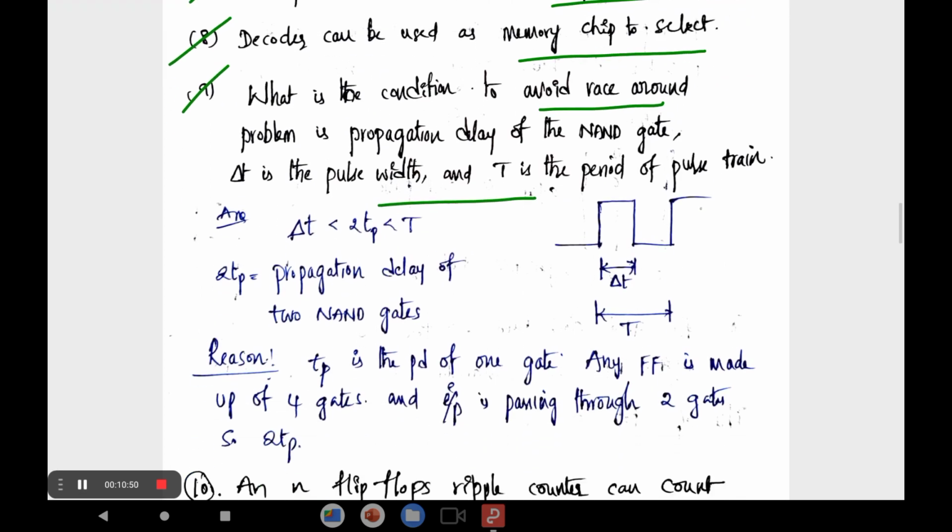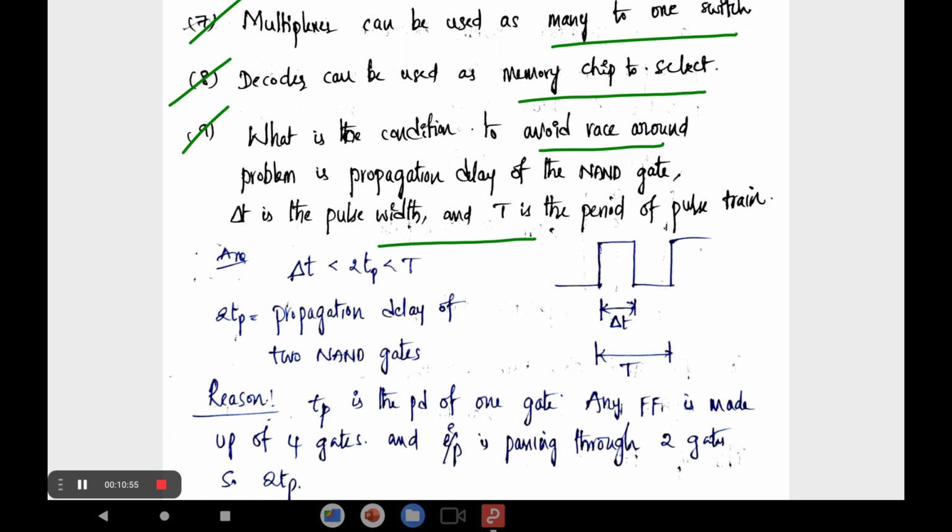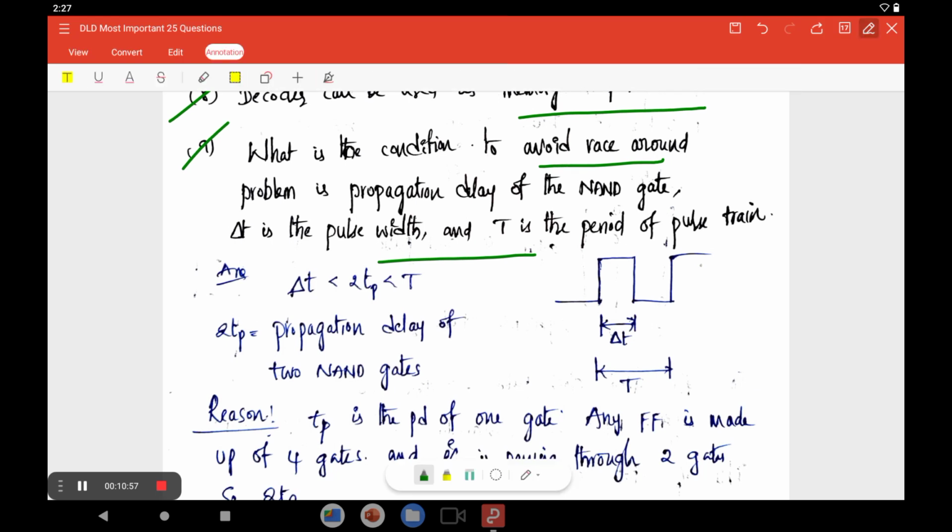So basically, the race around condition exists in the case of the JK flip-flop only. In the case of the JK flip-flop only, we get the race around condition. From this consideration, this is one clock period. Therefore, this span of one half period is generally called delta t. The complete time duration can be represented as T. So this is a condition for avoiding the race around condition.